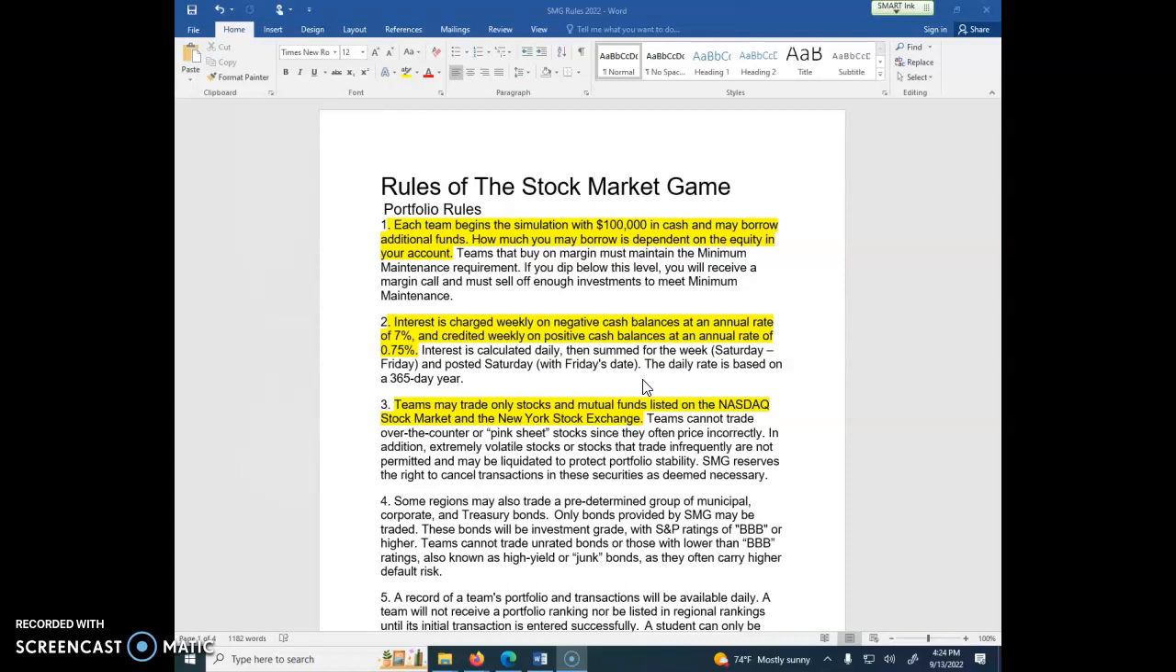That tends to happen several times each semester. It may happen to you, but if you get a rejection on an order, one of the first things we need to check is to see where that stock is traded.